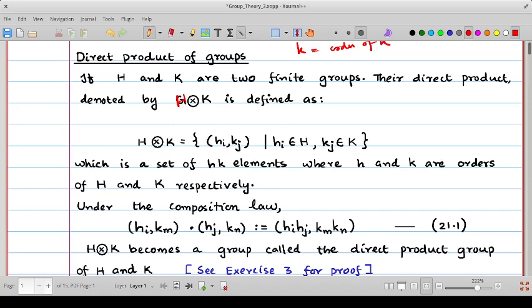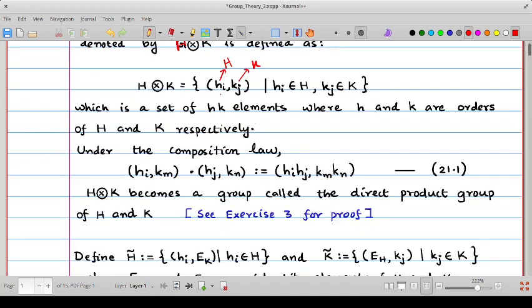of ordered pairs Hi comma Kj, where Hi are elements of the group H and Kj are elements of the group K. Now, there are h elements in the group H and k elements in the group K, and therefore the number of elements in H outer product K is h into k. So the number of elements in this set is h times k.